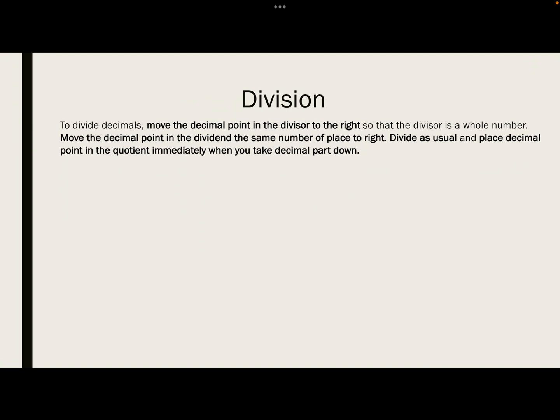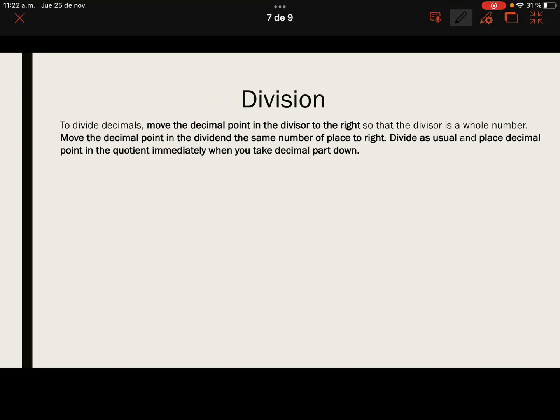Now, to divide decimals, move the decimal point in the divisor to the right so that the divisor is a whole number. Move the decimal point in the dividend the same number of places to the right. Then divide as usual and place the decimal point in the quotient immediately when you take the decimal part down. Let me explain this with an example. Then let's analyze this example here.